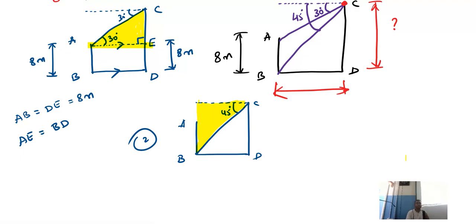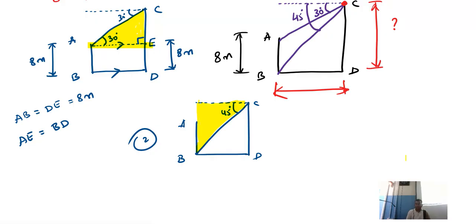Can we take the triangle ACE? Yes, according to triangle ACE, angle A is equal to 30 degrees. Angle E is 90 degrees. Shall we take? Yes, sir.